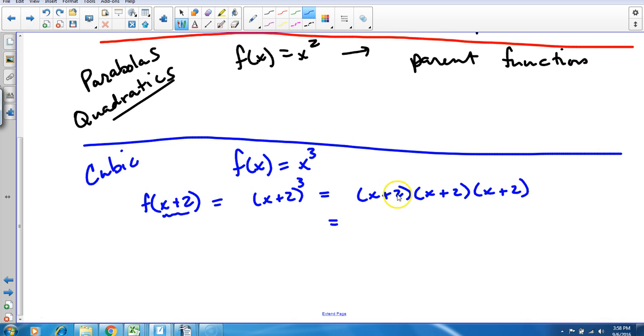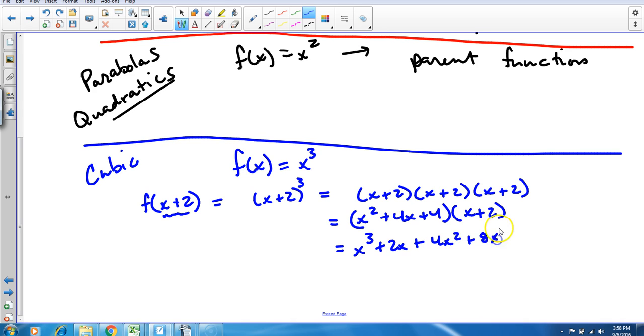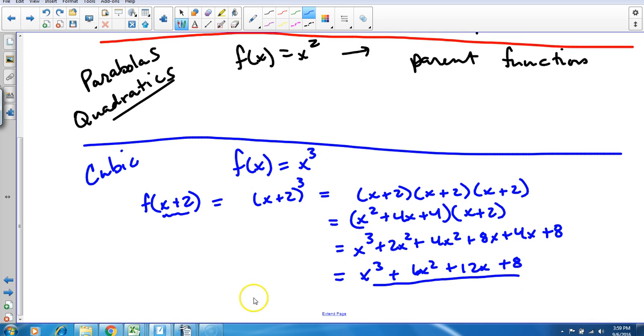And let's see what we come out with here. This is going to be x squared plus 4x plus 4 for the first part, for those first two binomials being multiplied together, and then multiply that out, and I'll do this real quick. It's x cubed plus 2x squared plus 4x squared plus 8x plus 4x plus 8, and you simplify and you get x cubed plus, that should be a 2x squared, sorry, 6x squared plus 12x plus 8. So this is what we're going to plug in to GeoGebra.